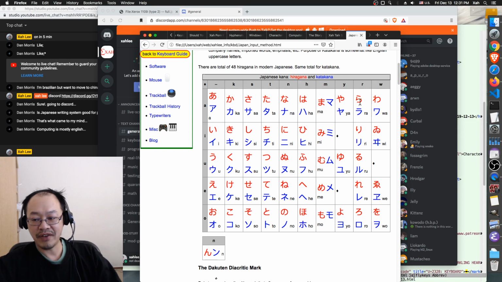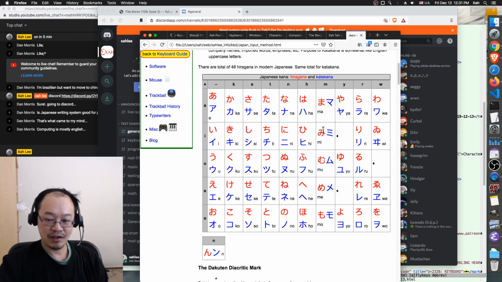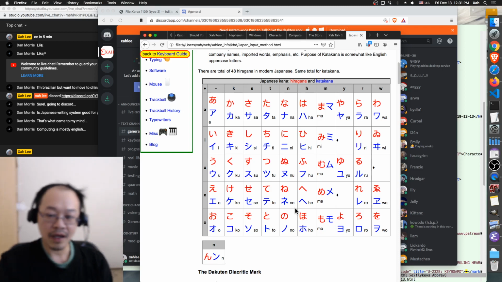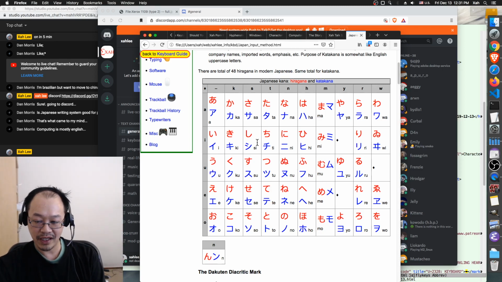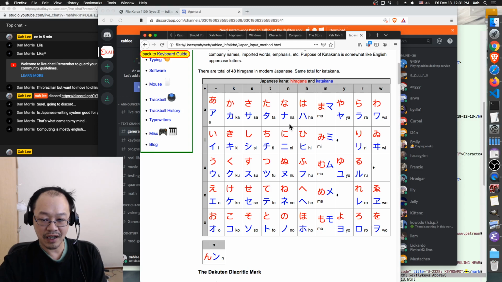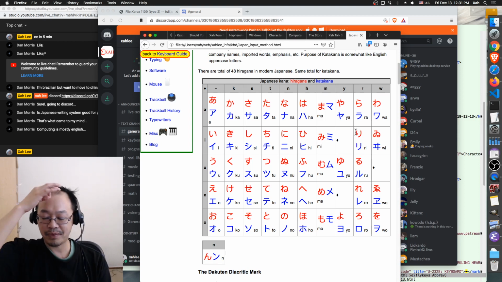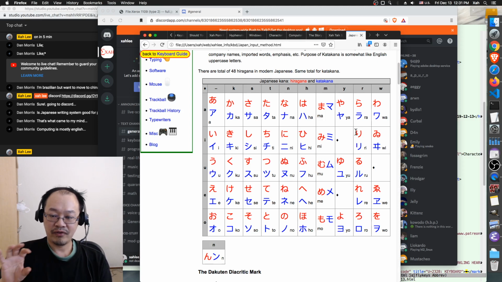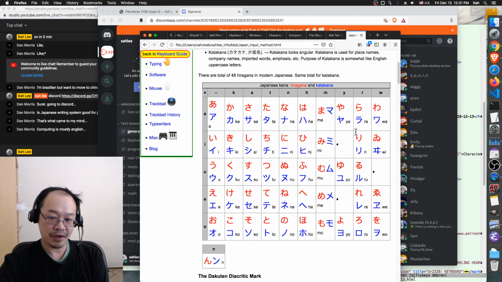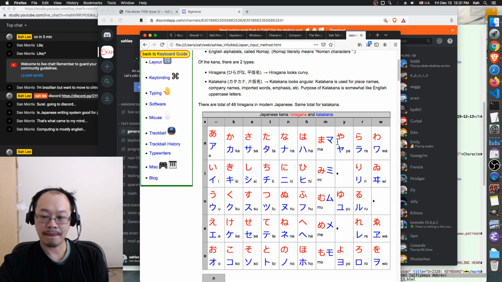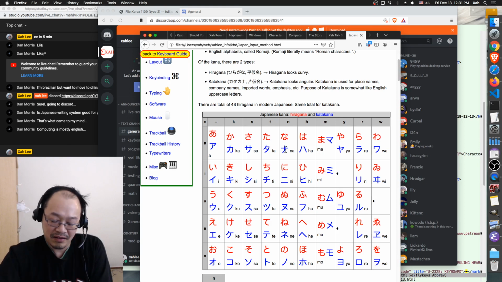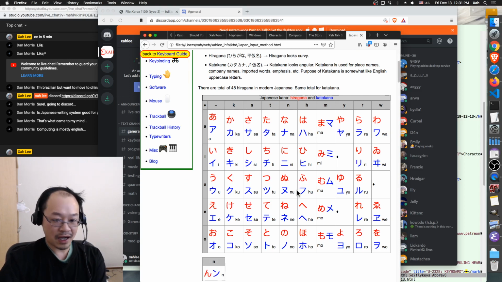So you have ABC, you have capital letter case. So it's kind of similar in Japan. So anyway, you have these. Both of these are called kana, and so kana have two sets: hiragana and katakana. Now the katakana, the blue one, is less used. They are used for place names, company names, imported words, foreign words, emphasis, and so on. Basically similar to capital letters. So that's the blue one, katakana.